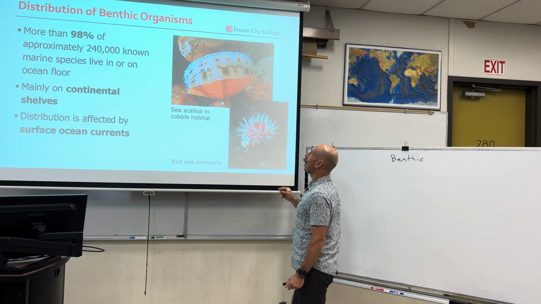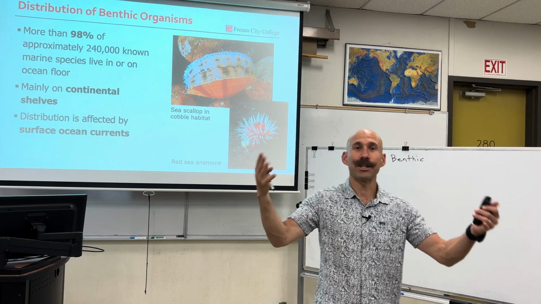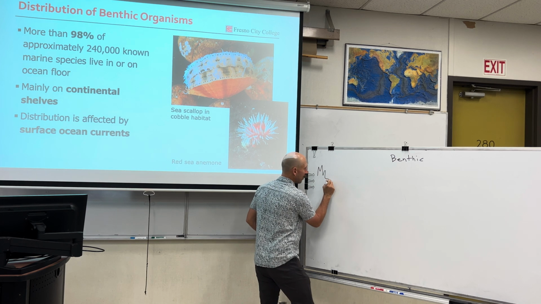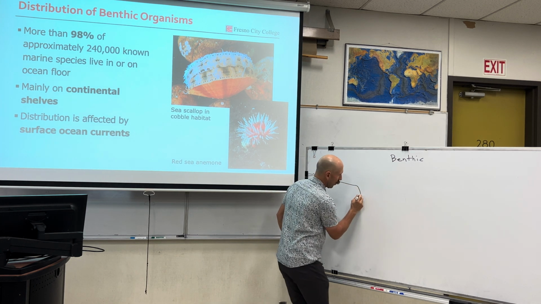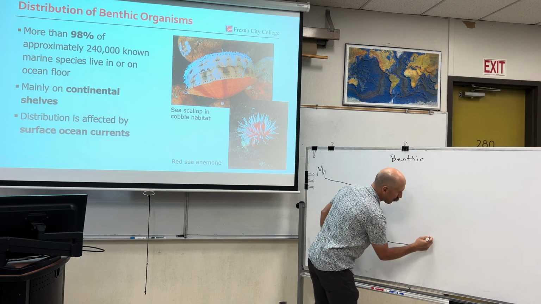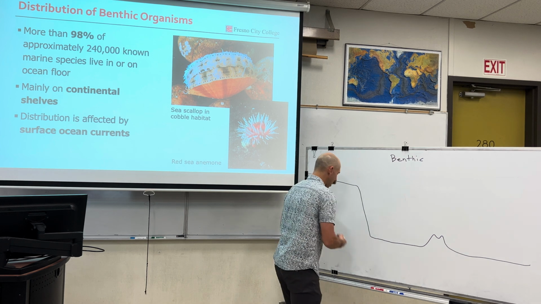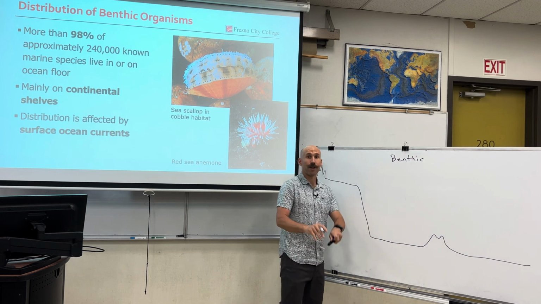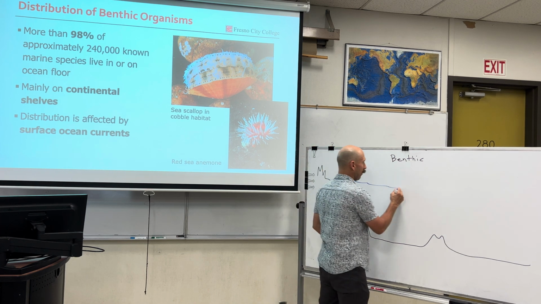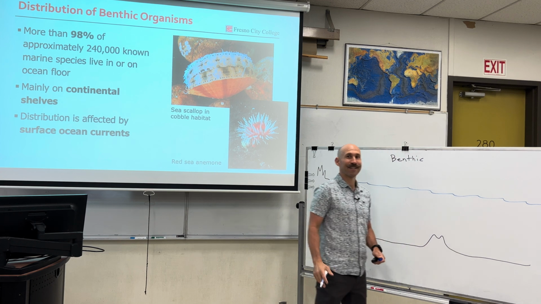Our distribution of benthic organisms, so the ocean is big. Let's draw our marine provinces. We've got land, continental shelf, continental slope, continental rise to the deep ocean basin, mid-ocean ridge, and then back to the other side. The ocean is big. It's vast. In fact, 71% of Earth's surface is covered by water. The other 29% is covered by land.